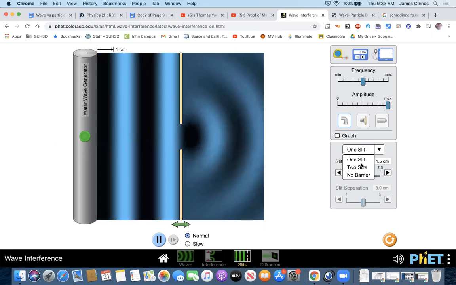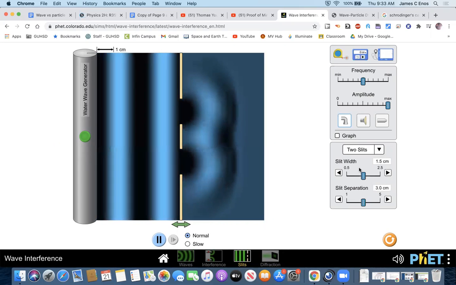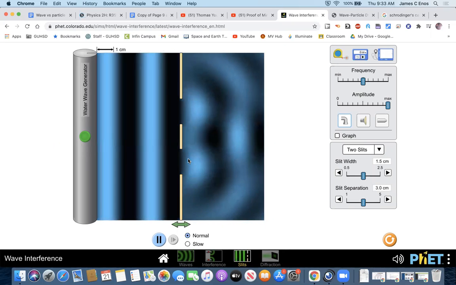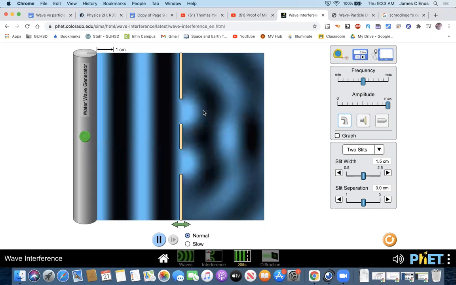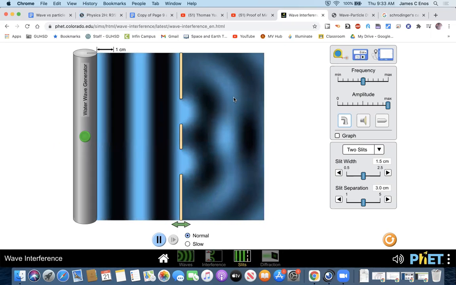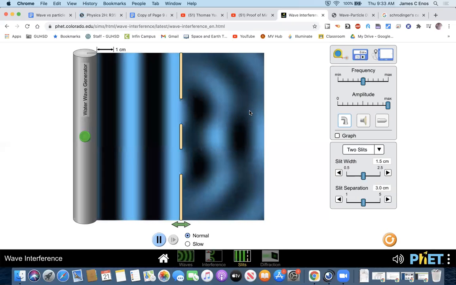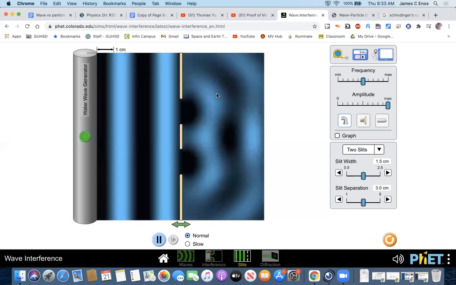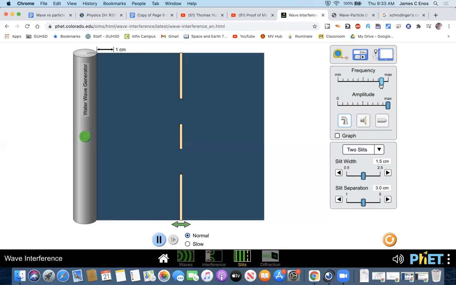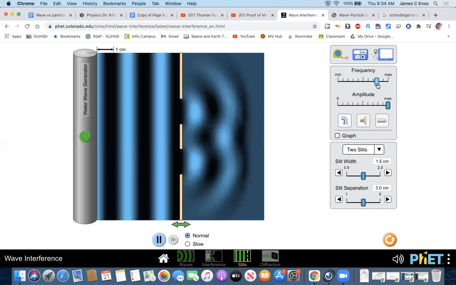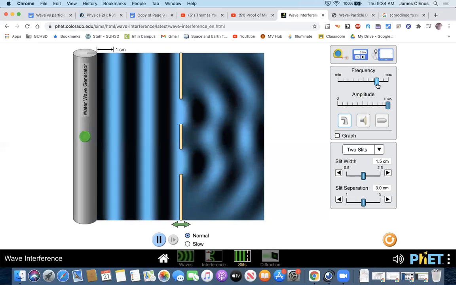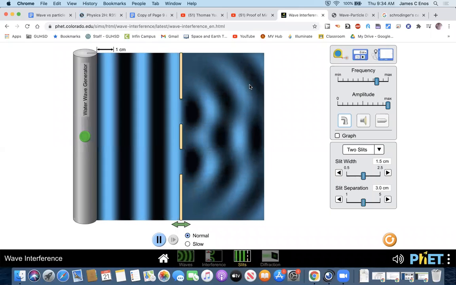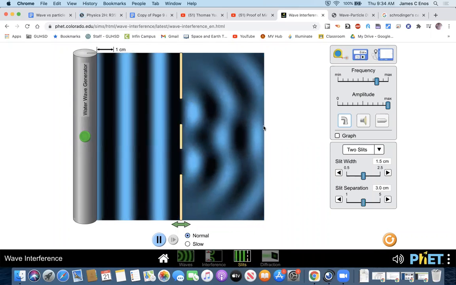I can then add in two slits. When I do this, now I'm making two waves with the same frequency, just like with those water droplets. And I'm seeing the same thing where I get these bright points where there's a bigger wave, and I get these dark points where there's less of a wave. I can change the frequency, so then we see a different pattern show up as a result as well. But the bright points, that's where we have a bigger wave. The darker points, that's where we have no wave.